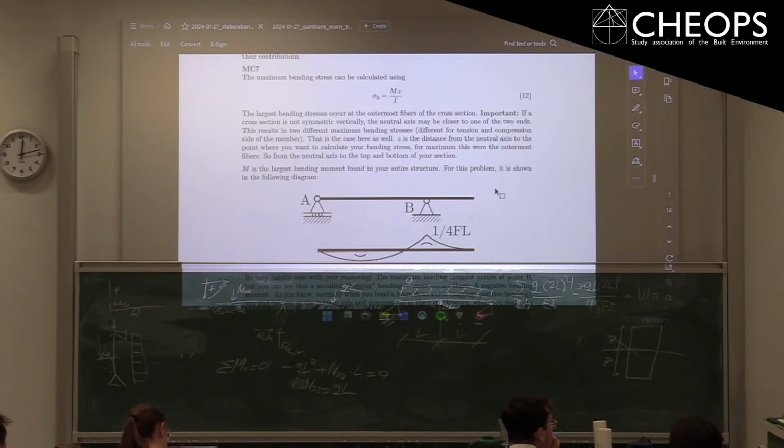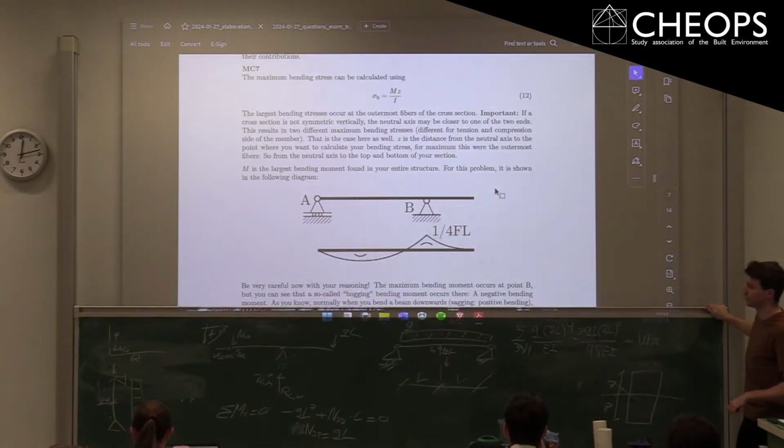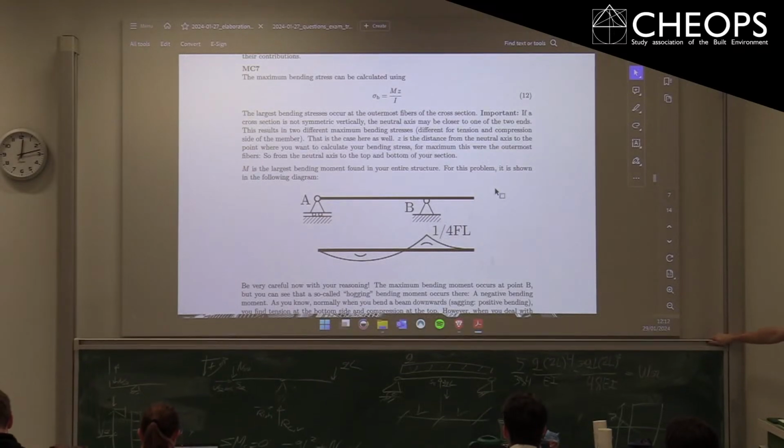Well, M was given for this structure. It was 1/4 FL. You can also do this with statics if they ask you to find that one.